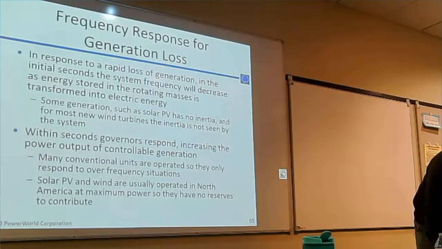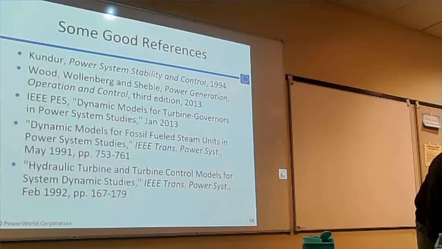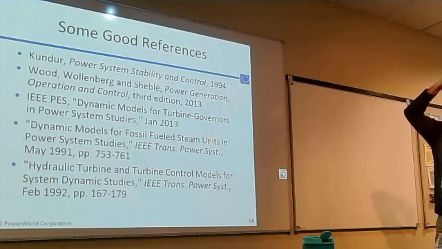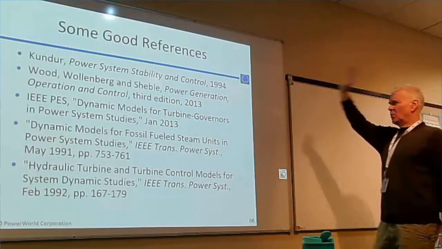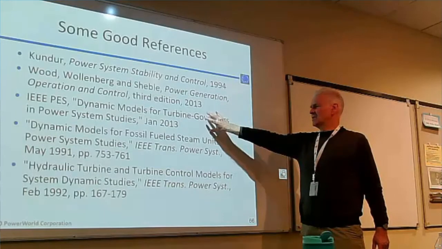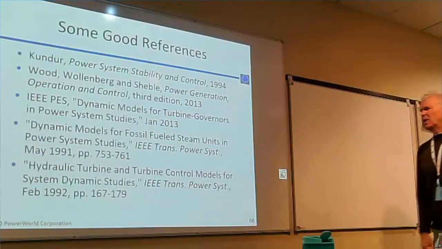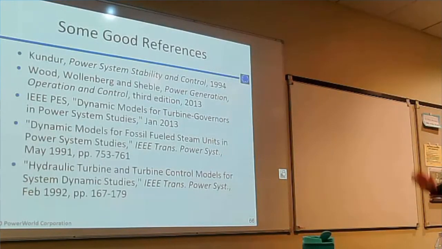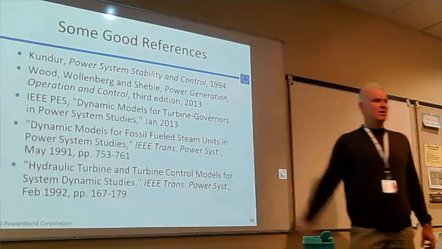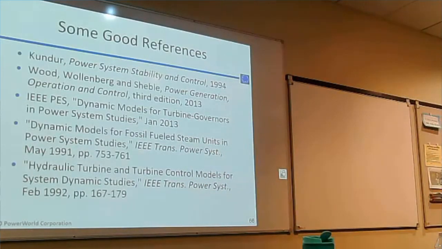Okay, so that just explains how the system would respond to a loss of generation. If you're interested in some references on governors, Kundur's book is good, and Wollenberg and Sheblé is a good book. This is a paper that was put out on the dynamic models, and then there are some earlier models that were standardizing the governors that were used in transient stability.